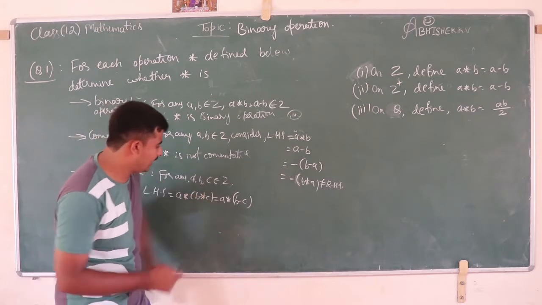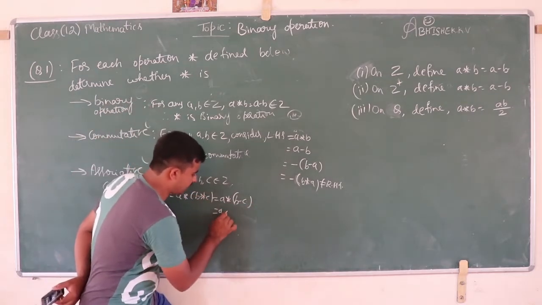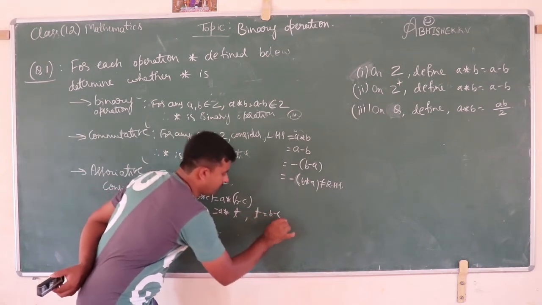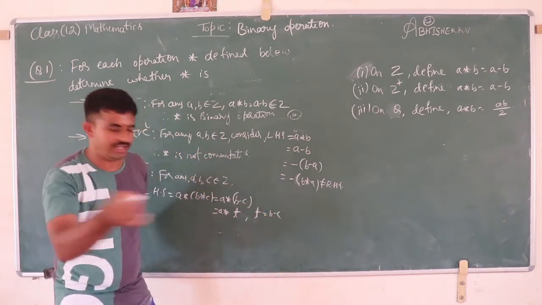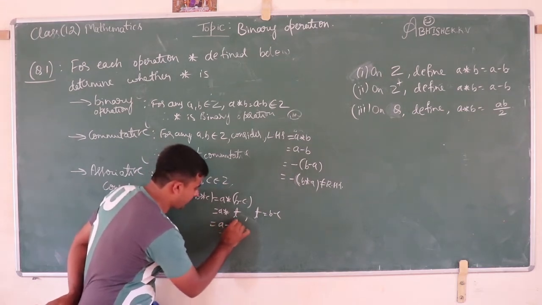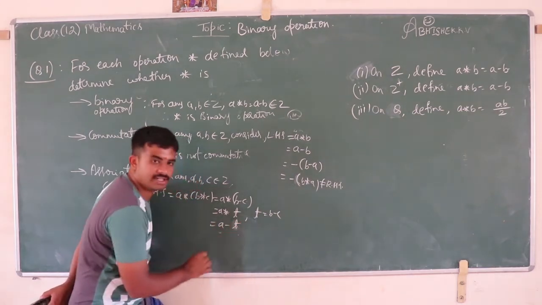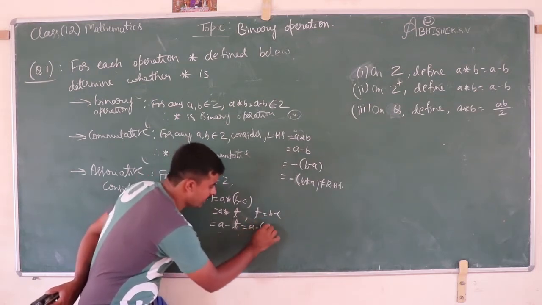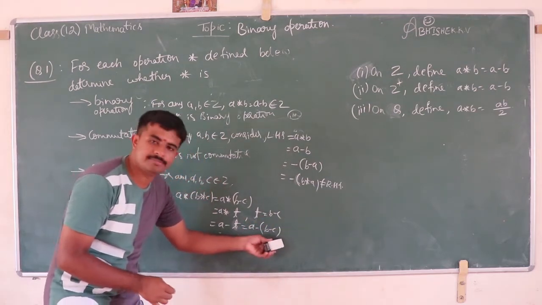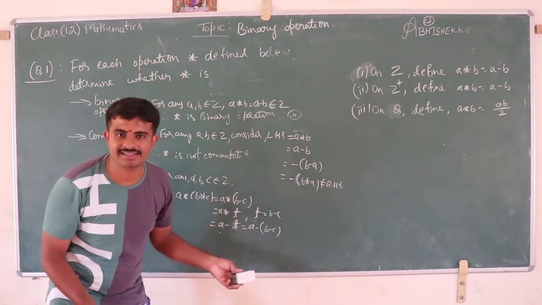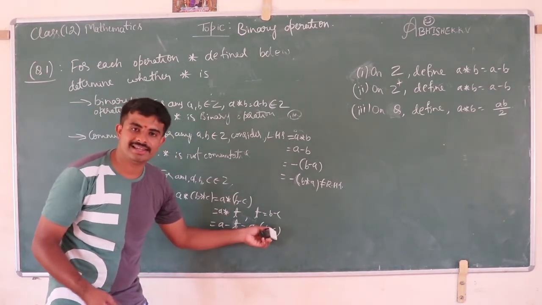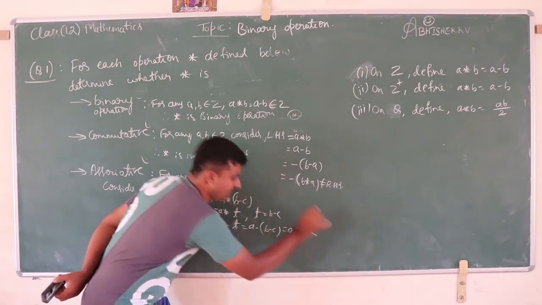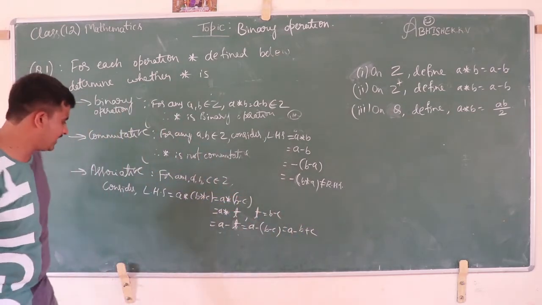Or you can calculate this as a star of t, where t is equal to b minus c. a star b is a minus b. What is a star t? a minus t. You should replace t, right? a minus of, what is t? b minus c. If you forget this bracket, then you will get a minus b minus c. But what is minus of minus here? Plus. This implies a minus b plus c.